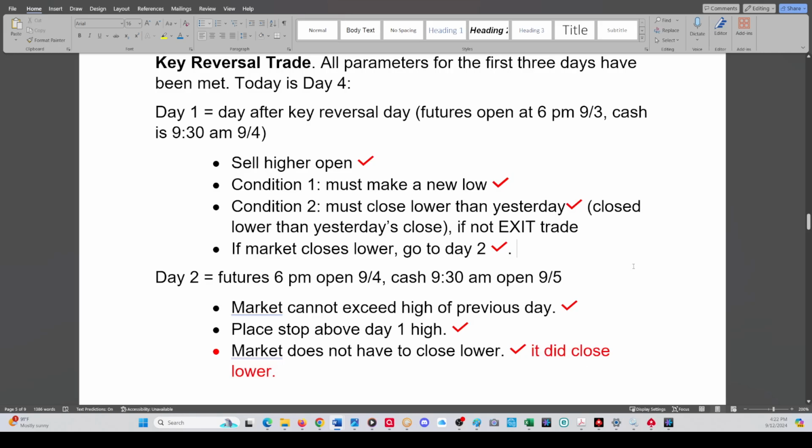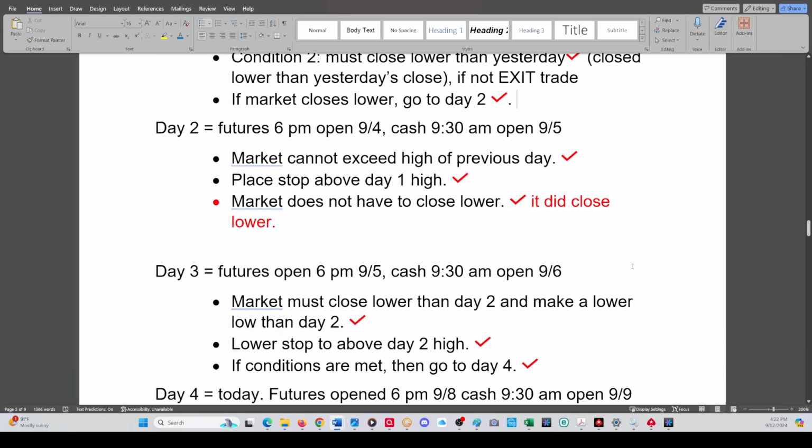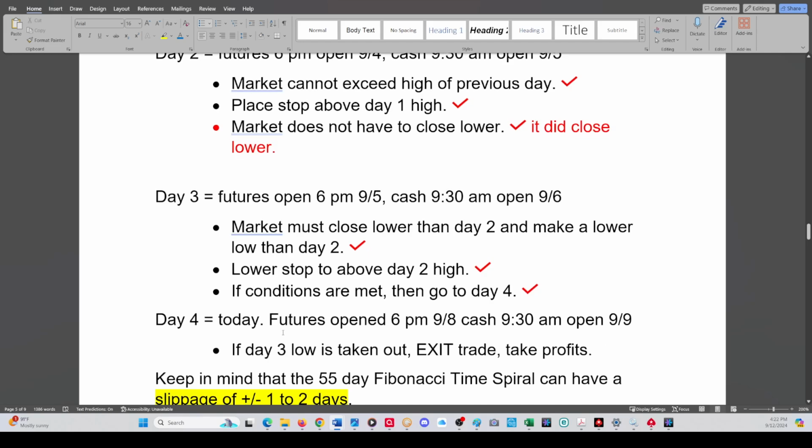Okay, bonus. So that's set up for day three. Day three, the market must close lower than day two and make a lower low than day two. Check. Lower your stop to above the day two high. Check, I did that. If conditions are met, go to day four. Day four, this was back then when it was live, futures: if the day three low is taken out, exit the trade and take your profits. It didn't, and so we were exiting either way.